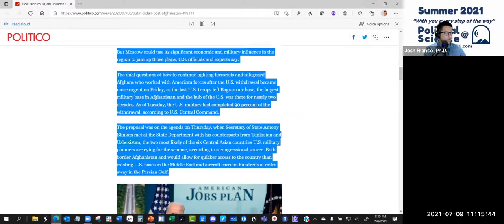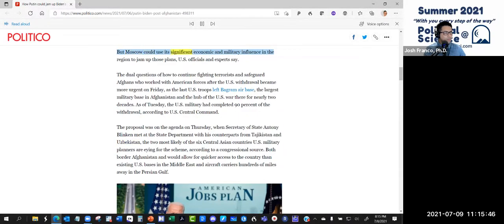Uzbekistan. But Moscow could use its significant economic and military influence in the region to jam up those plans, U.S. officials and experts say. The dual questions of how to continue fighting terrorists and safeguard Afghans who worked with American forces after the U.S. withdrawal became more urgent on Friday, as the last U.S. troops left Bagram Air Base, the largest military base in Afghanistan, and the hub of the U.S. war there for nearly 2 decades. As of Tuesday, the U.S. military had completed 90% of the withdrawal, according to U.S.